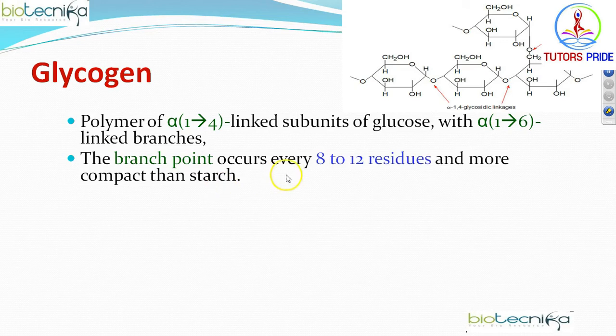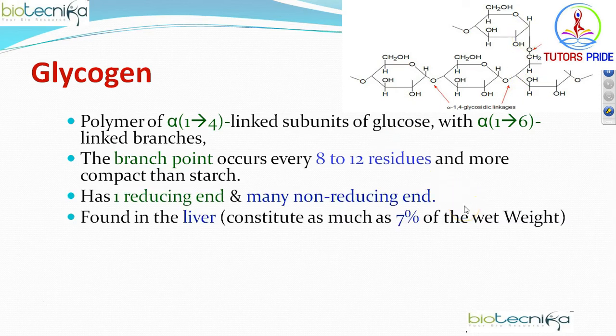And the branch point occurs every 8 to 12 residues, whatever the branch is forming. So after every 8 to 12 residues, a branch will occur. Glycogen has one reducing end and many non-reducing ends. And it is found in the liver, where it constitutes as much as 7% of the weight. So it is mainly found in the liver, stored in the form of sugar, and it is also present in skeletal muscle.